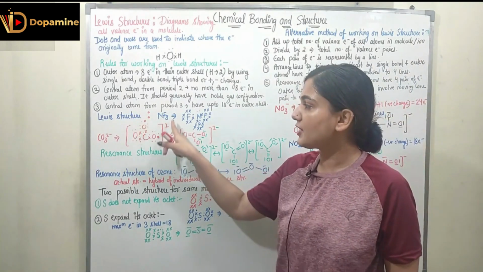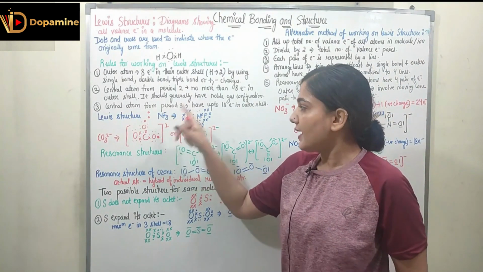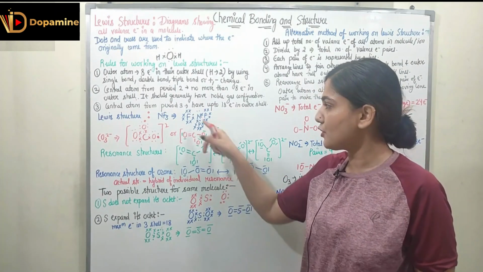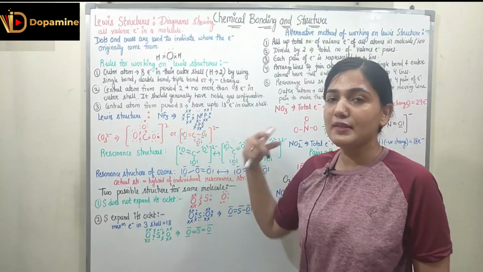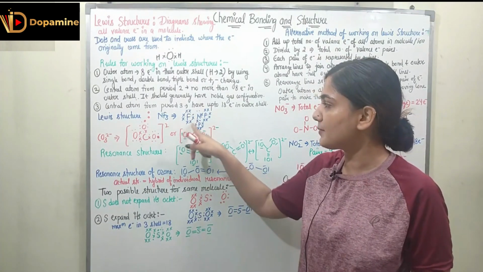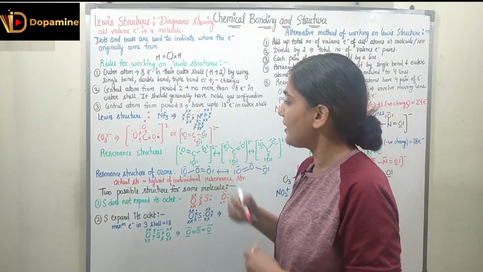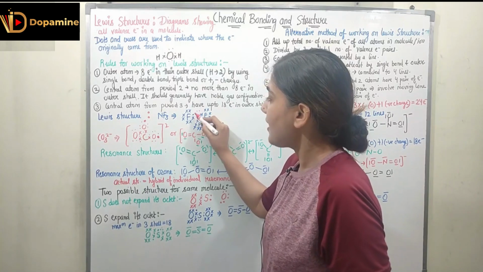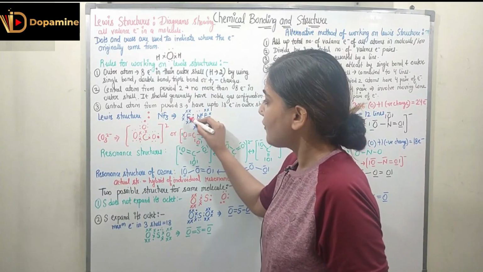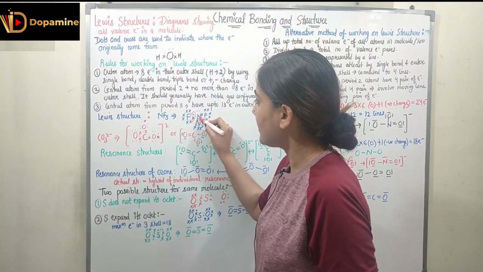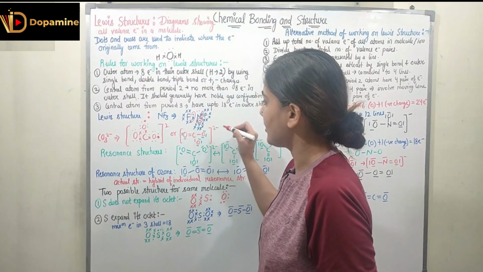This is the Lewis structure of NF3. We know in the nitrogen's outer shell we have 5 electrons which are represented by dots. In the fluorine's outer shell we have 7 electrons which are represented by crosses. Here 3 electrons of nitrogen are shared with the fluorine's crosses. So this is one shared pair, this is one shared pair, this is one shared pair.